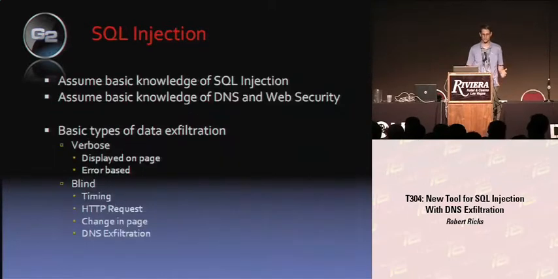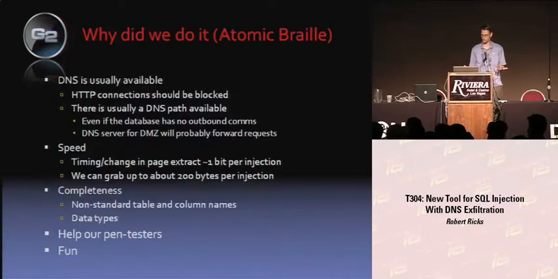I'm assuming you have some knowledge of SQL injection and you know something about DNS and web security. There are lots of different ways you can do SQL injection and get data back, but we're just going to talk about DNS exfiltration. So this tool is called Atomic Braille.